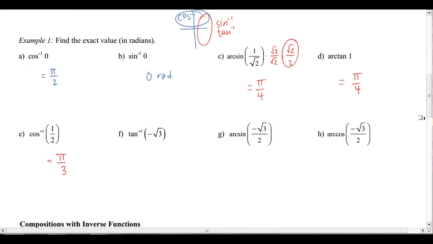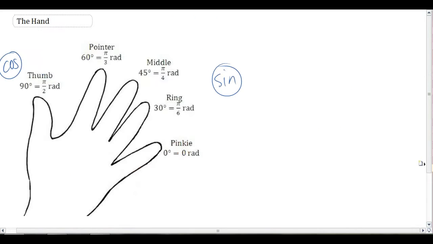However, now I got to go to tangent, who lives in quadrants 1 and 4. And I can tell you that that reference angle then should be negative pi over 3 because we want to be in quadrant 4. Now arcsine, also quadrants 1 and 4. Who has an arcsine of negative root 3 over 2? Means that I should be looking at sine having root 3 fingers, or 3 fingers on the bottom. So sine is your bottom fingers.